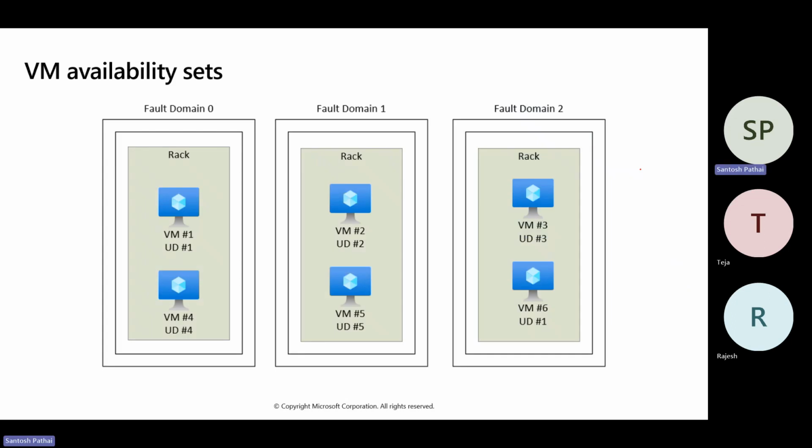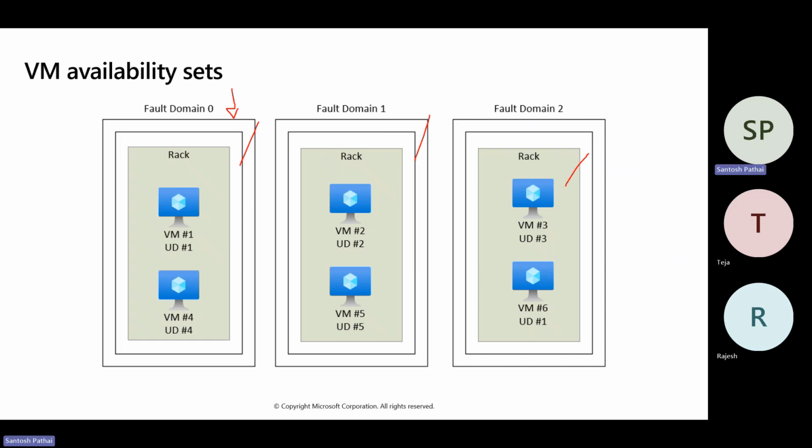Then we have availability sets. In availability sets, we have multiple fault domains, for example fault domain 0, fault domain 1, fault domain 2. A fault domain is a combination of multiple servers in a single rack, right? You can see here we have a single rack: rack 2, rack 1, rack 0. This rack will have multiple servers, so this rack can be considered a single fault domain. It is my single fault domain.